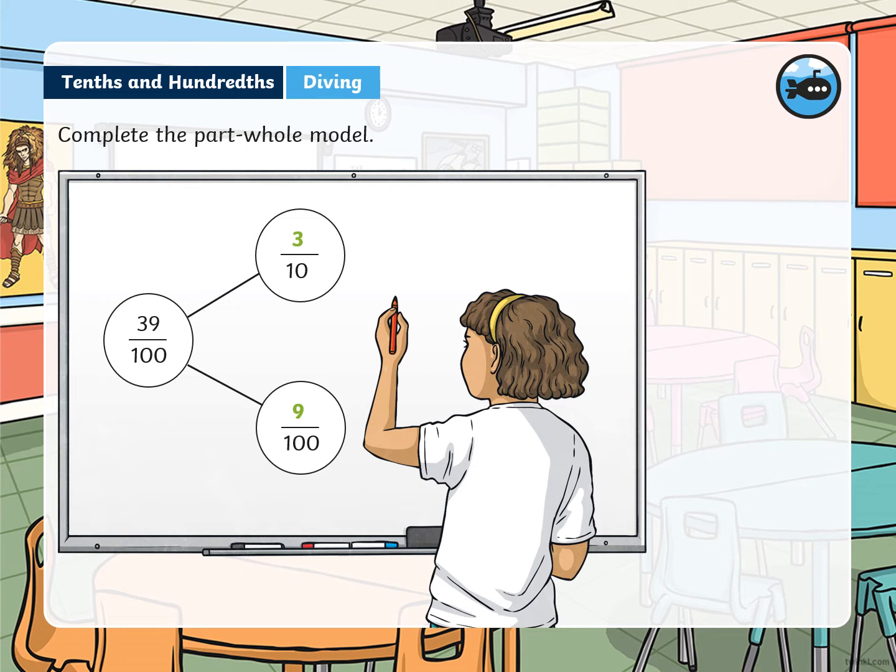So I know that I've got 30, 9 100ths. That is the same as having 3 tenths, so 3 rows out of 10 rows coloured in, and 9 little squares, so 9 100ths. That gives me 39 100ths.